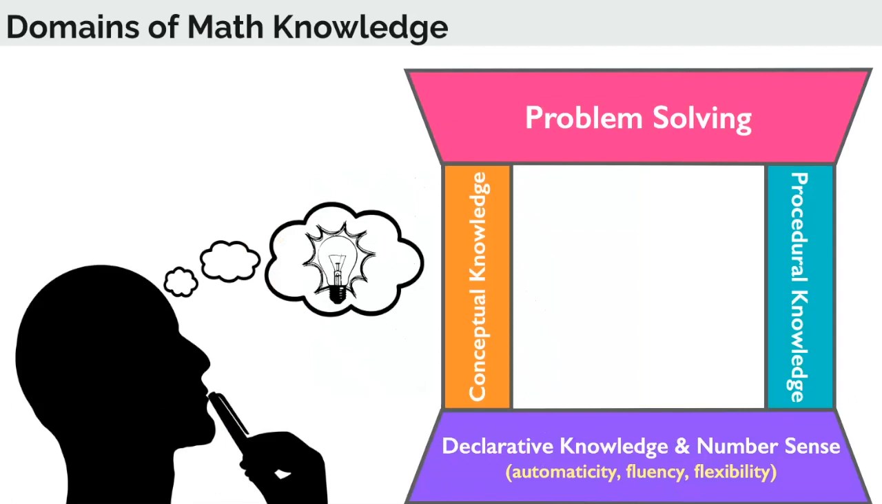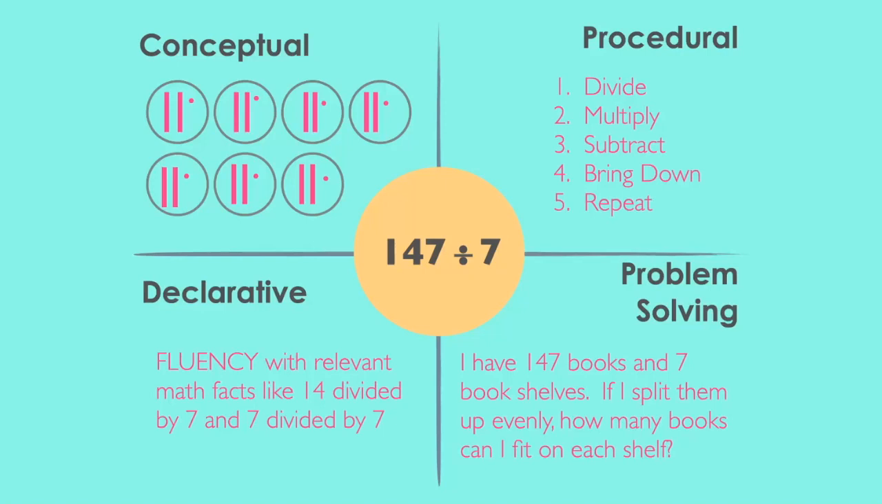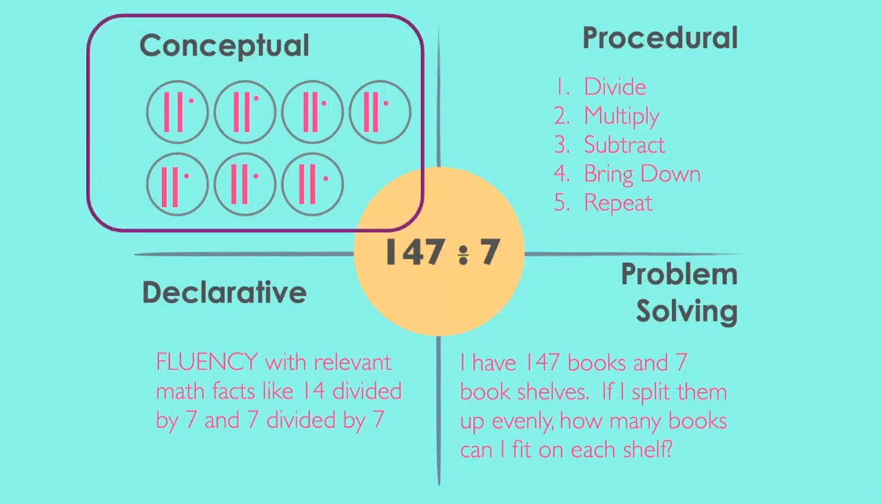You may be thinking to yourself about how these domains seem to overlap a bit, and you would be correct. One single math example can be thought of through the lens of each different domain. Here's an example of that. The division expression 147 divided by 7 can be thought of through different lenses. Conceptually, if the student understood this problem as 147 split into 7 equal groups with 21 in each group, they would be demonstrating conceptual understanding of what this expression means.